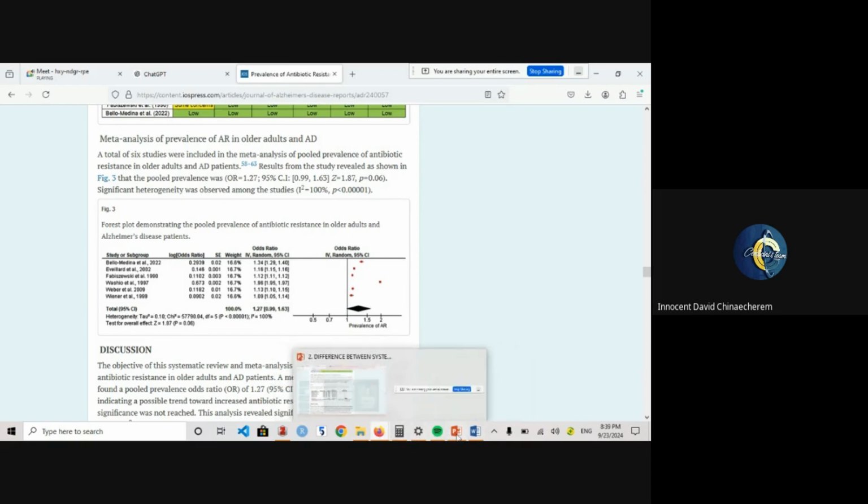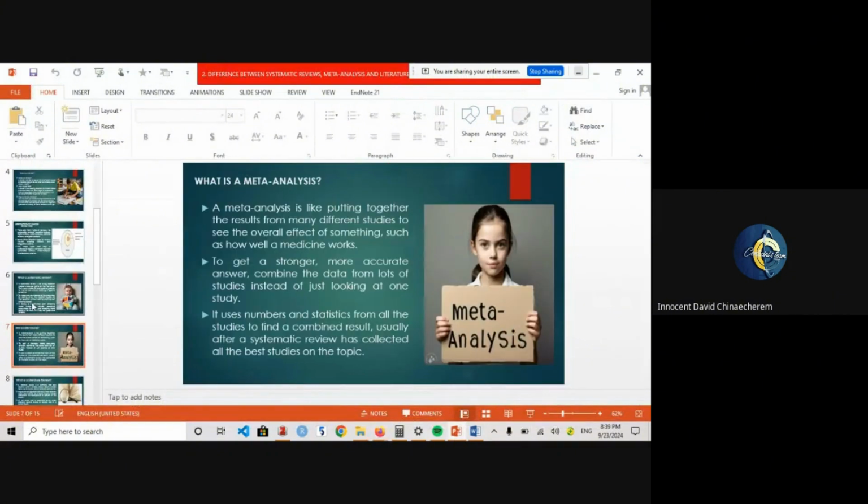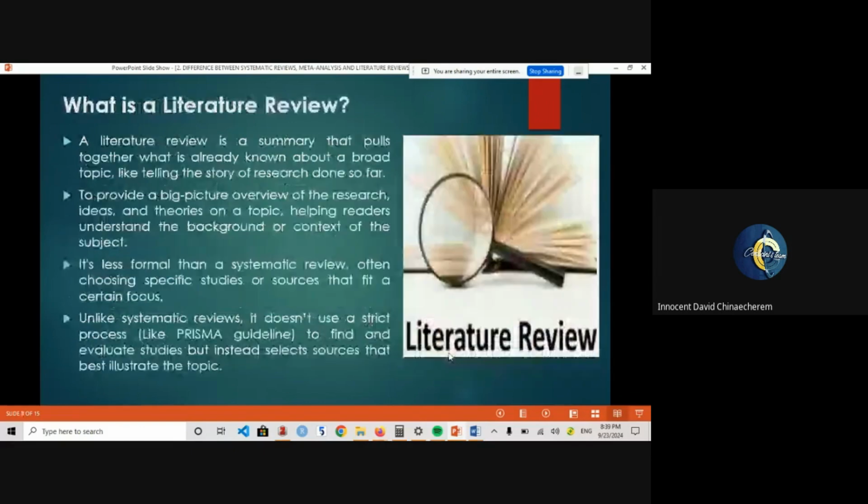So we go ahead. Now, how about the literature review? The literature review is a summary that you will just try to pull what is already known about the topic.